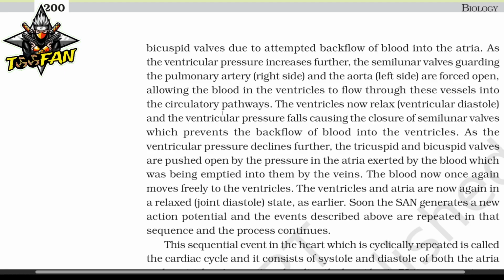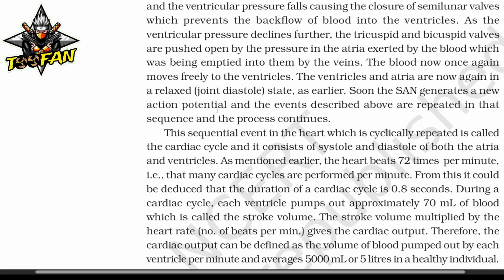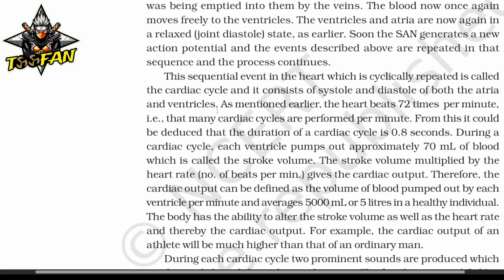Soon the SAN generates a new action potential and the events described above are repeated in that sequence, and the process continues. This sequence of events in the heart, which is cyclically repeated, is called the cardiac cycle, and it consists of systole and diastole of both the atria and ventricles. As mentioned earlier, the heart beats 72 times per minute, that is, that many cardiac cycles are performed per minute. From this, it could be deduced that the duration of the cardiac cycle is 0.8 seconds.